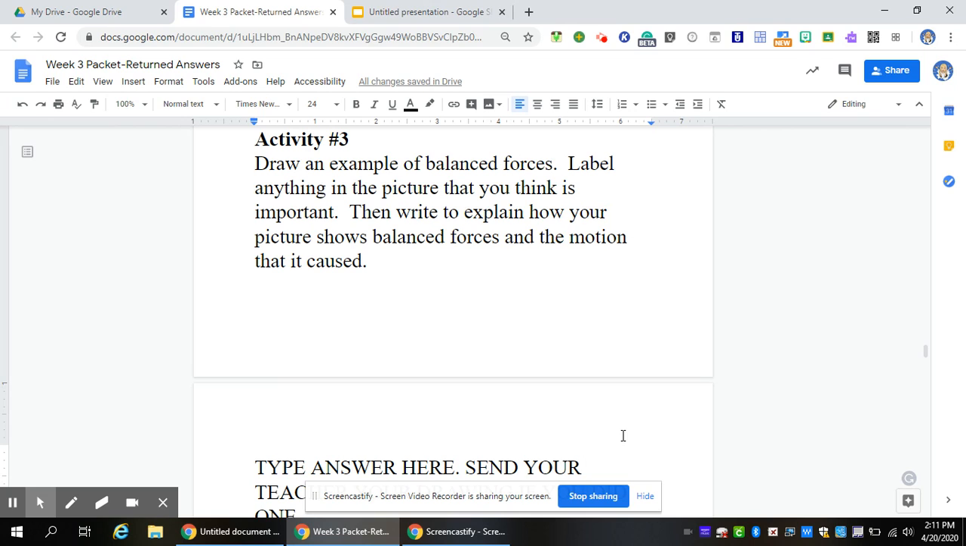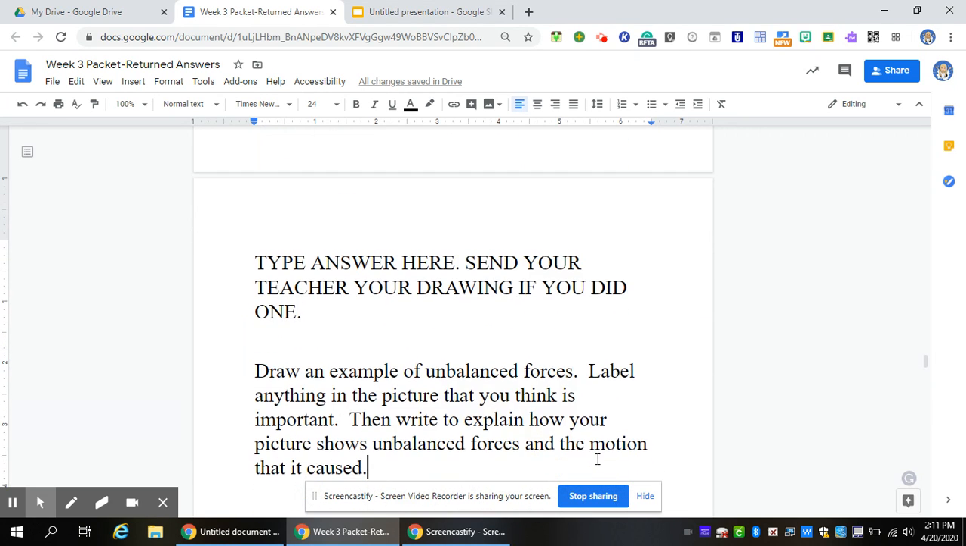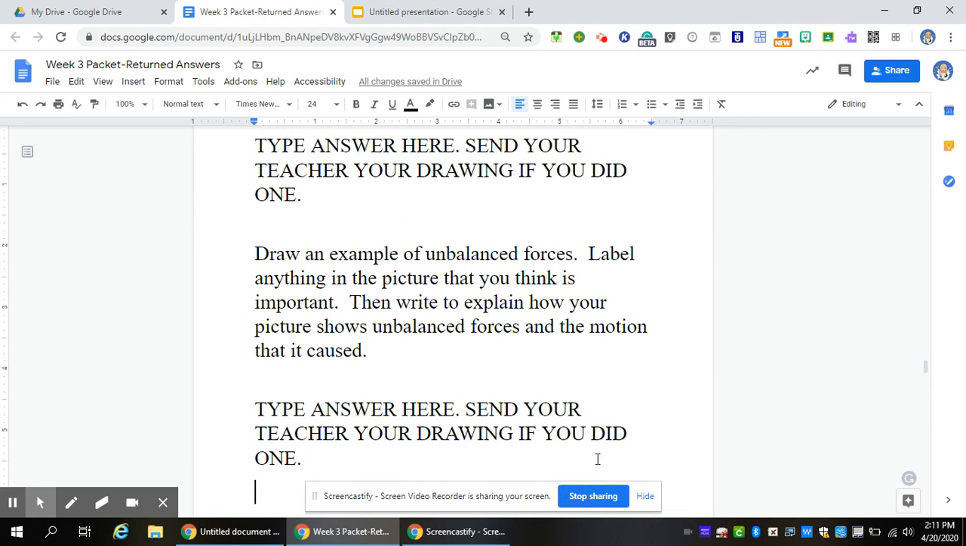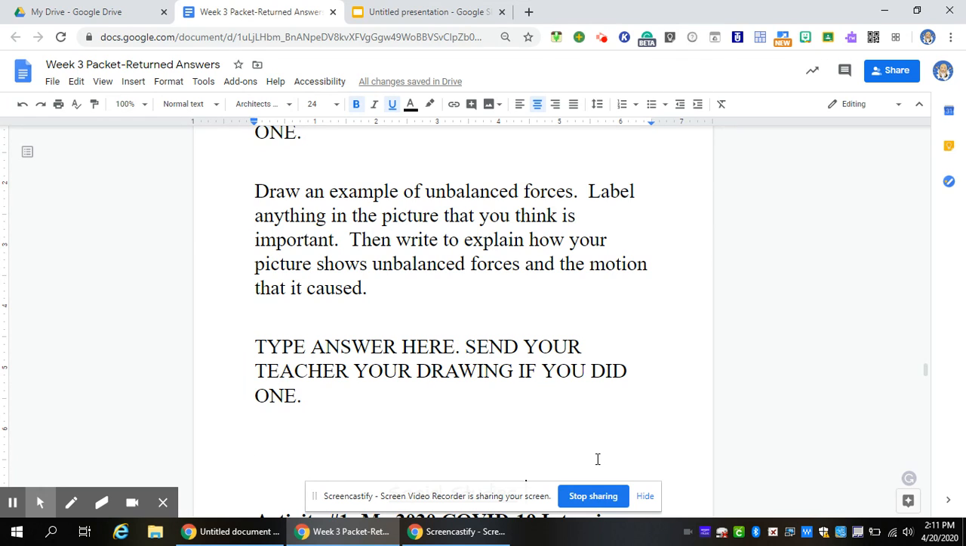We also thought about motion. So with balanced forces, you don't typically see motion, but with unbalanced forces, you would see motion. Again, you can have them type their explanation here and then send the picture of their drawing to me. After they do balanced forces, they need to then do unbalanced forces.